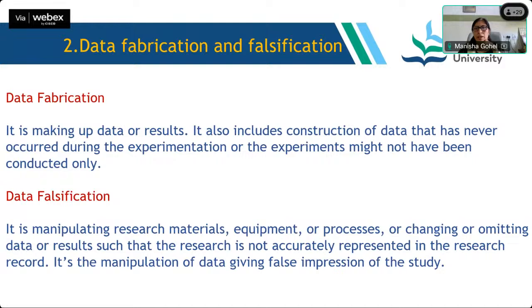So what is data fabrication and data falsification? These are the two terminologies you must remember. So what is fabrication? It means you are creating your own research result. The person didn't conduct any research, but he or she created the data and published it. This is very, very unethical. That is known as data fabrication. And what is data falsification? That is when you are manipulating your research methodology, or some material or equipment, or manipulating the data. That is known as data falsification.